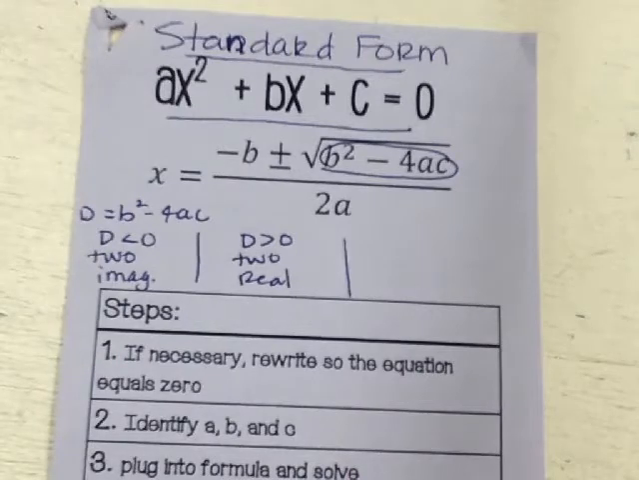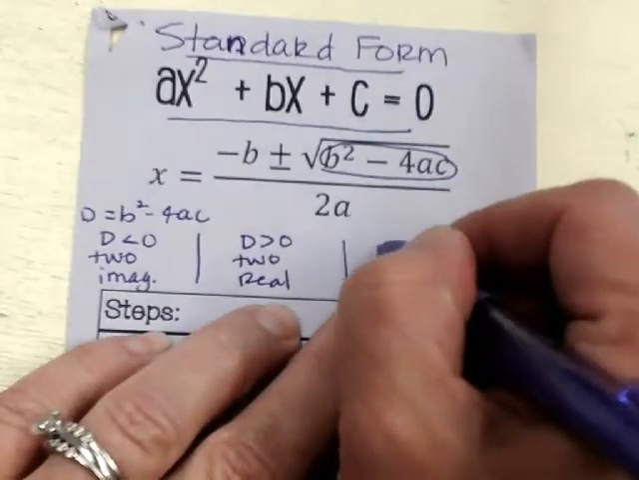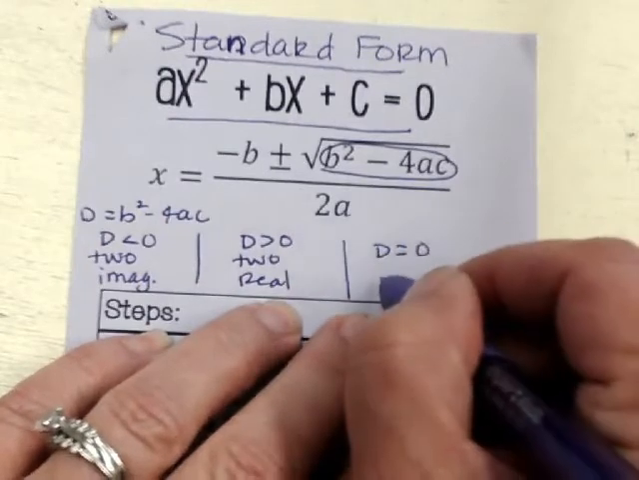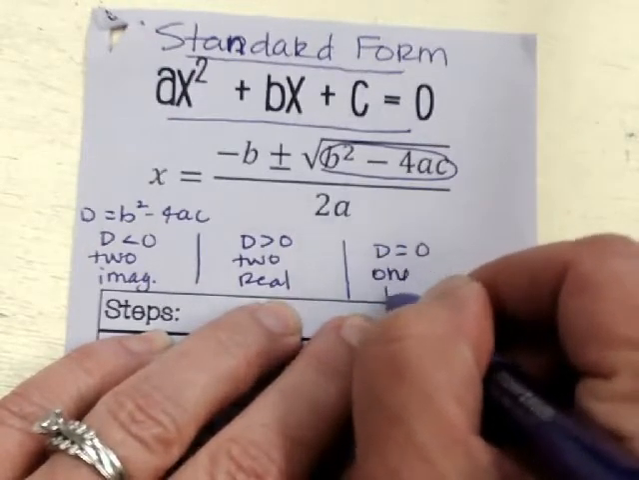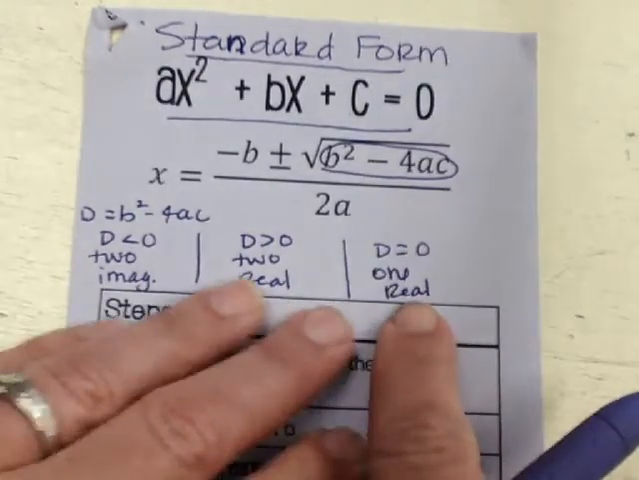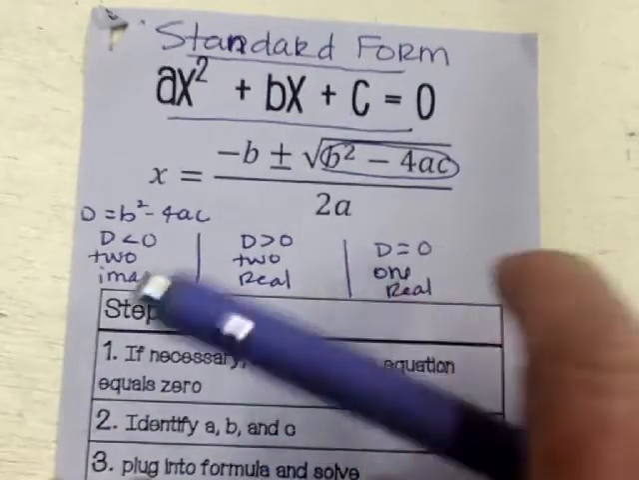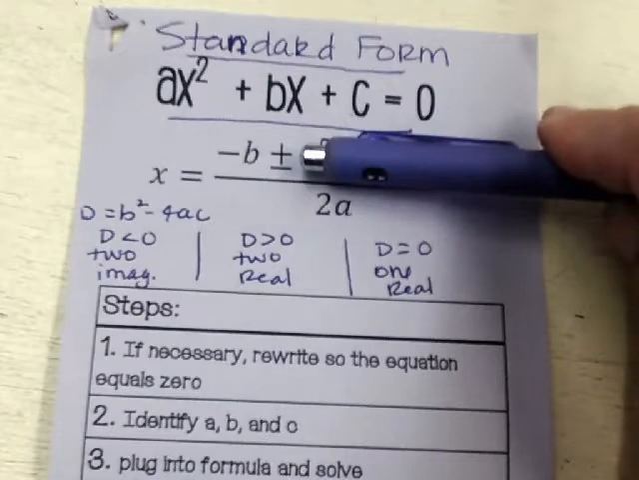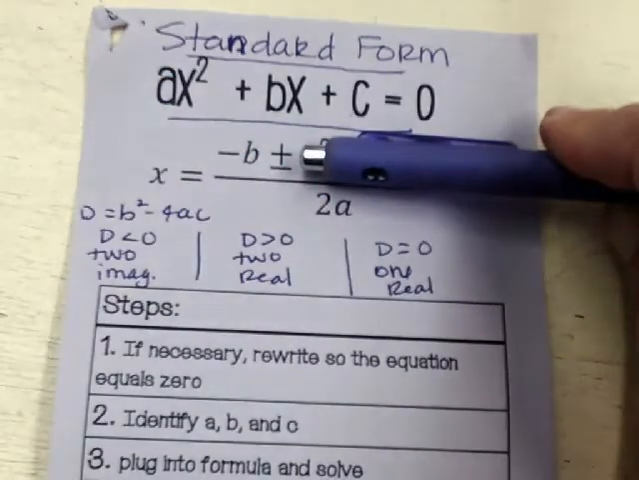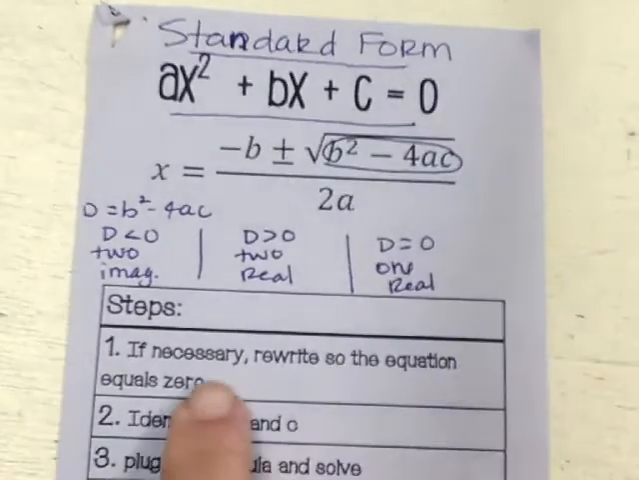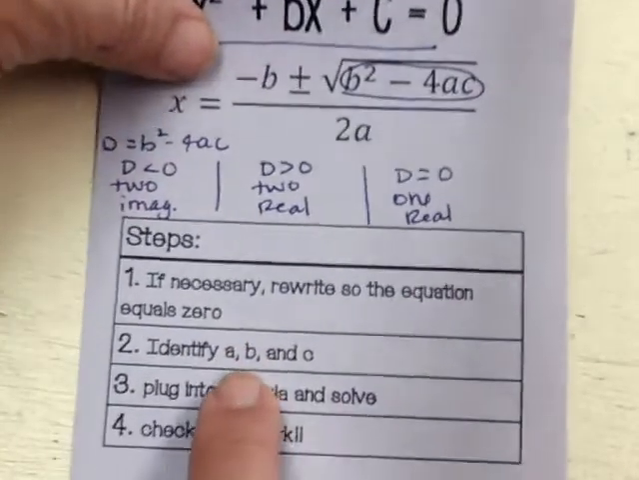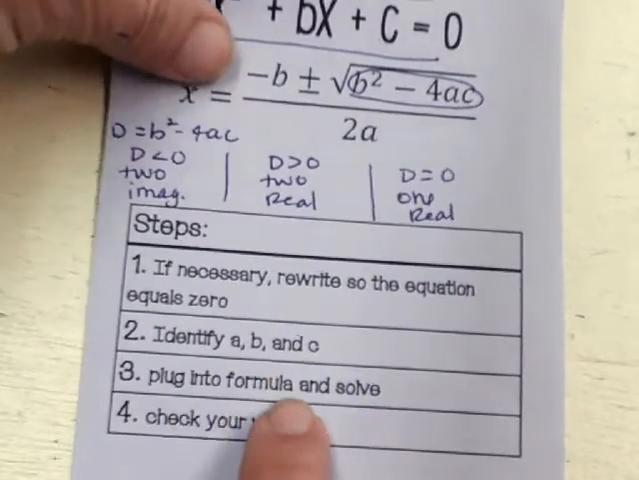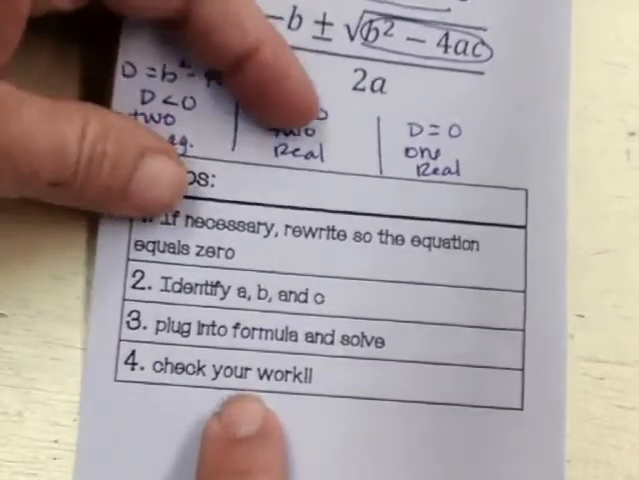If your discriminant is equal to 0, then you're going to have only 1 real root on your x-axis, because if your discriminant is 0, it takes that part away and you just have negative b over 2a. That's really just your vertex, if you remember that from 10th grade. So put it in standard form, identify your a, b, c, put it into the formula, solve it, and we can check it if we feel like we need to.